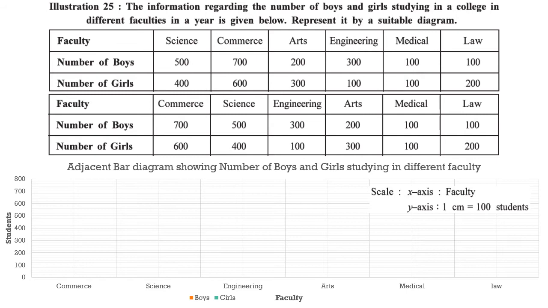Now the title of the diagram will be adjacent bar diagram showing number of boys and girls studying in different faculty. You can use the multiple or clustered word in place of adjacent if you want. It doesn't make a difference to me. You also have to show the pattern which you are going to use for each of boys and girls. I have depicted it using boys as orange color, girls as a bit greenish blue color. You can draw a pattern and show it accordingly.